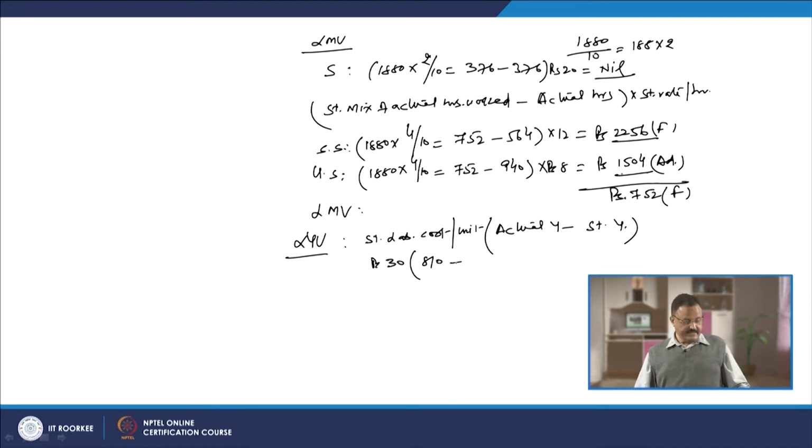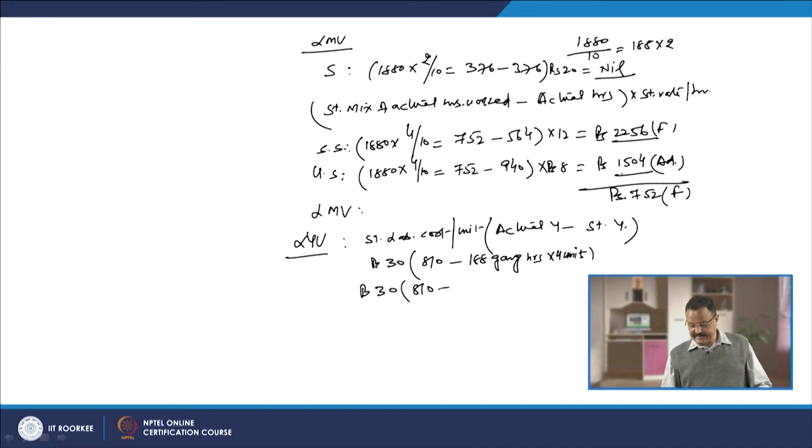And what is now the standard yield? Standard yield expected was how much? We worked for a total number of gang hours of 188, and in this case you have to find out 188 gang hours multiplied by the output per hour. Total number of hours we have put in by the gang are 188, right? 200 minus 12 is 188, and the output per hour is 4 units. So, this will become rupees 30 into 810 minus 188 into 4, which is 752 units.